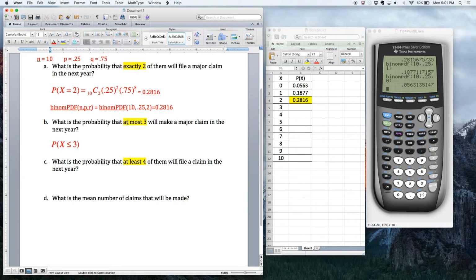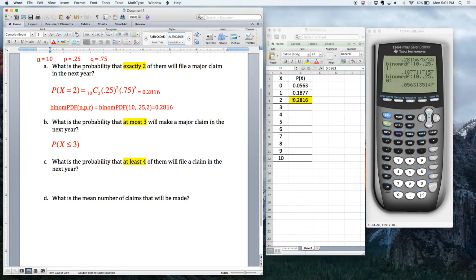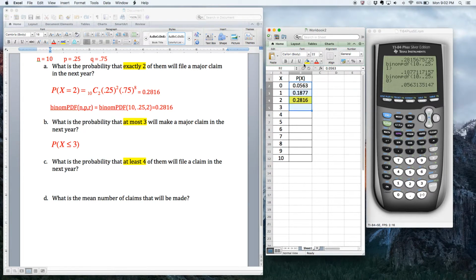All right, so at most 3, which means 3 or under 3. So that's why I wrote here the probability x is less than or equal to 3. All right, let's think about that for a second. Less than or equal to 3 means all those probabilities right there. Oops, sorry, I highlighted the wrong thing again. It's right here. All right, all these probabilities.